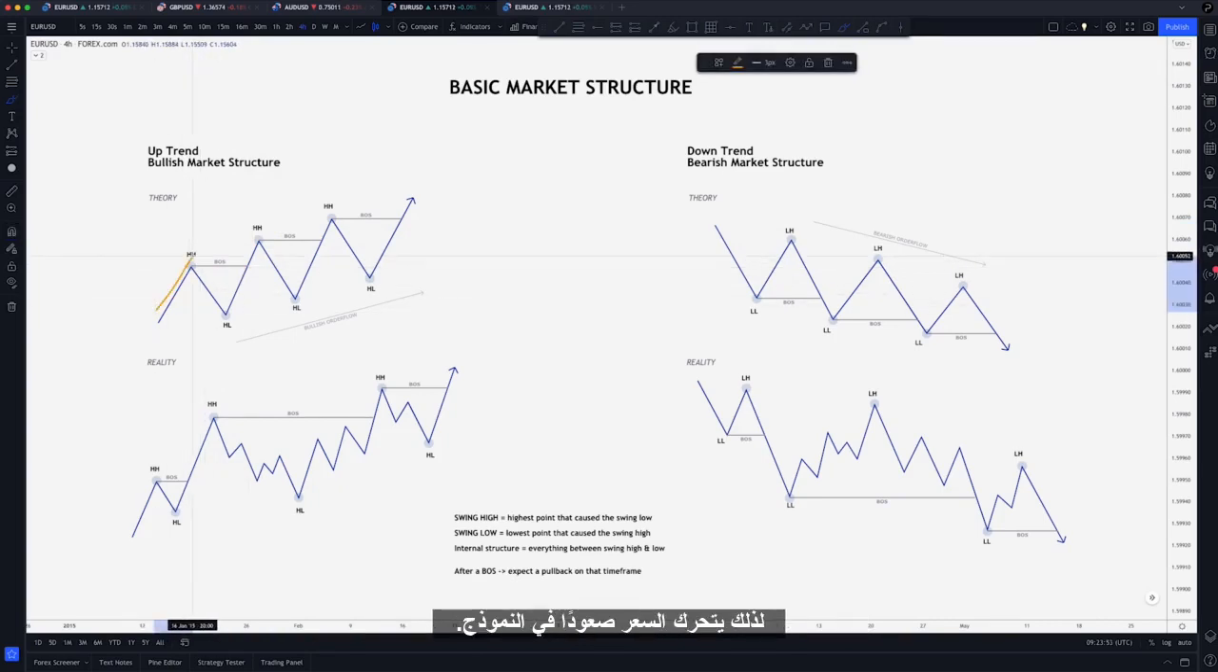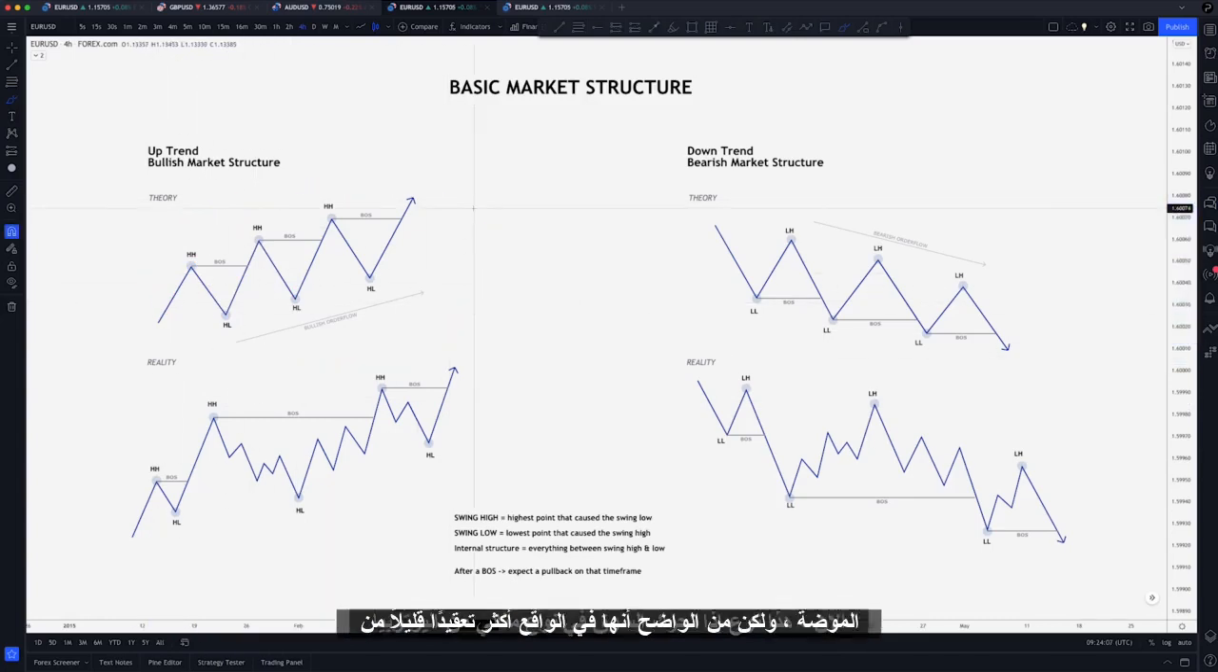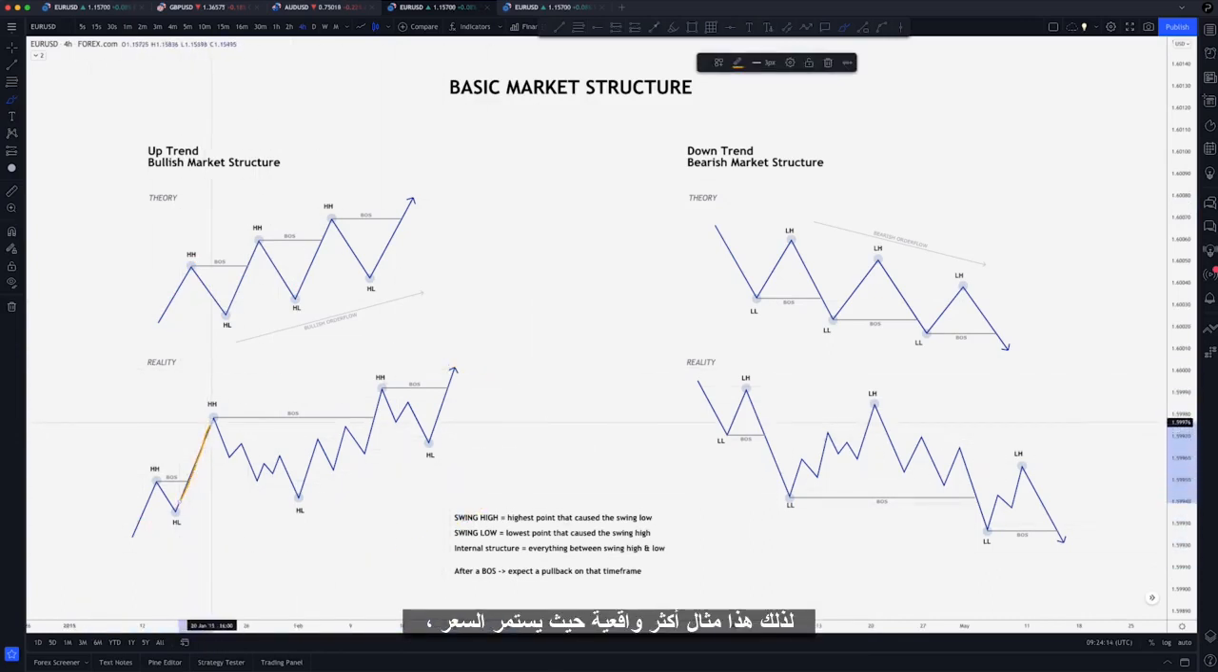So price moves up, it forms that higher high, it pulls back to form a higher low, it then breaks that high, so we get a break of structure, to then form another higher high, then we pull back to form a higher low, right? Pretty basic stuff. That's if the market moved in a nice utopian fashion, but obviously in reality it's a little bit more complex than that. So this is a more realistic example where, when price breaks structure to form that higher high, it can have a more complex movement.